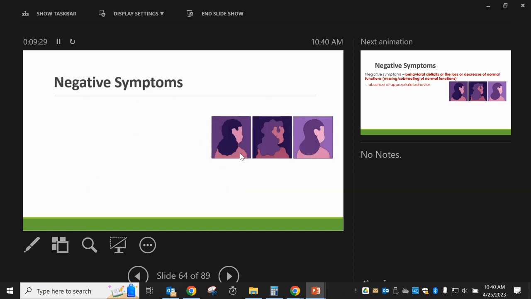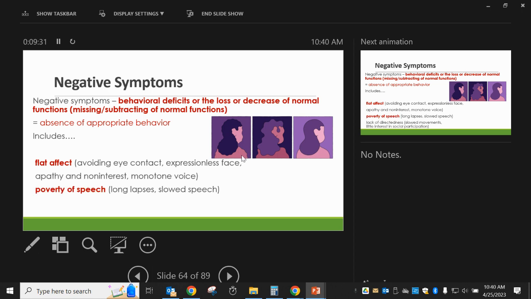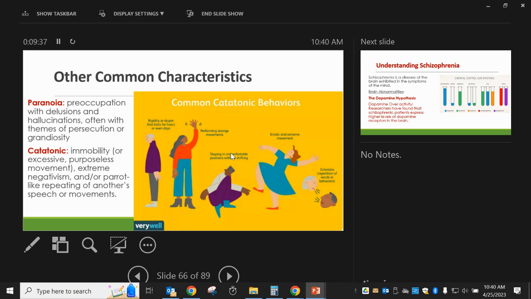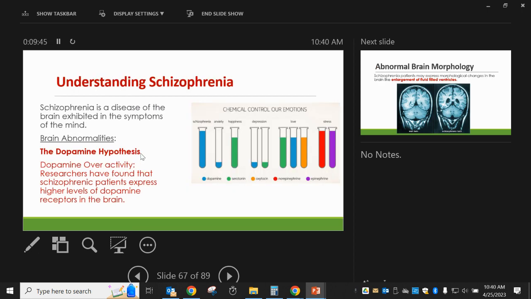Speech is disorganized. Negative symptoms is when they don't have normal behaviors, like they don't speak at all, or they can't show emotions. Catatonic, they're immobile, or sometimes they have this waxy flexibility where they hold strange positions and have awkward movements.